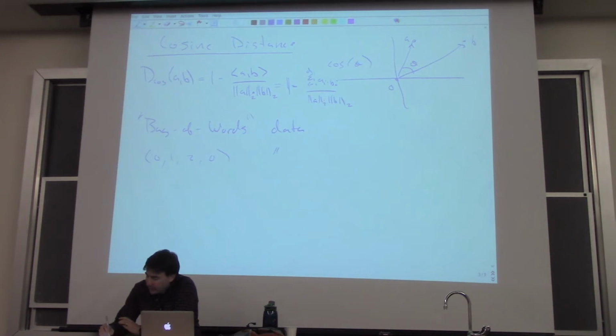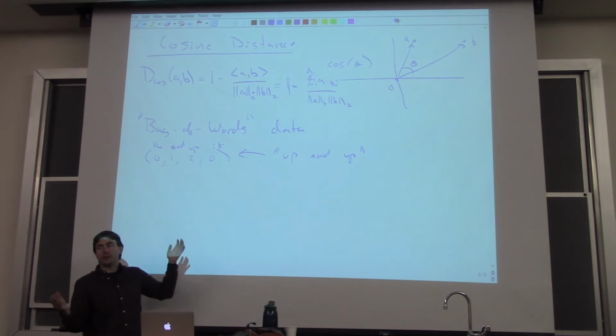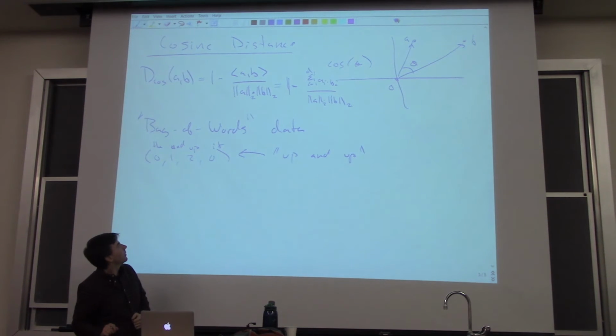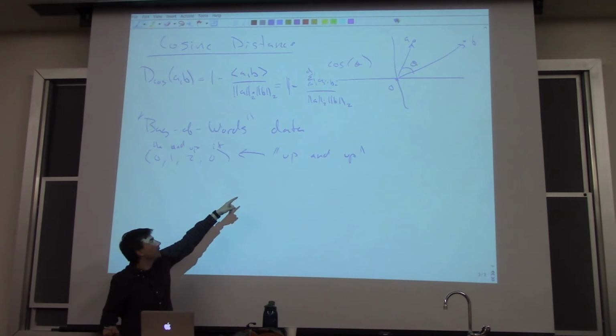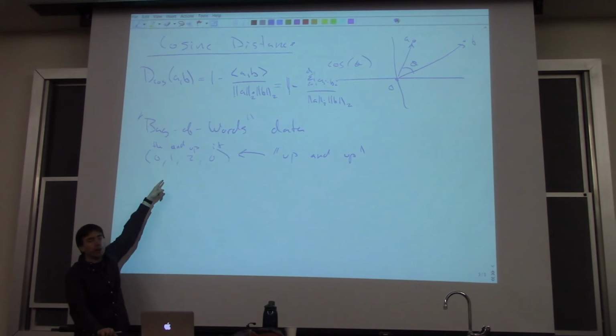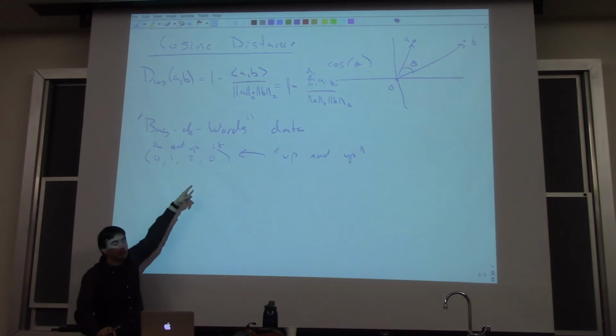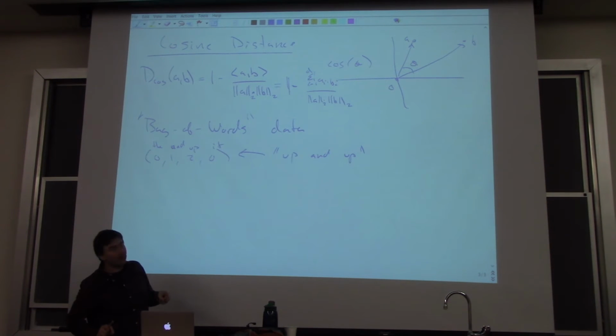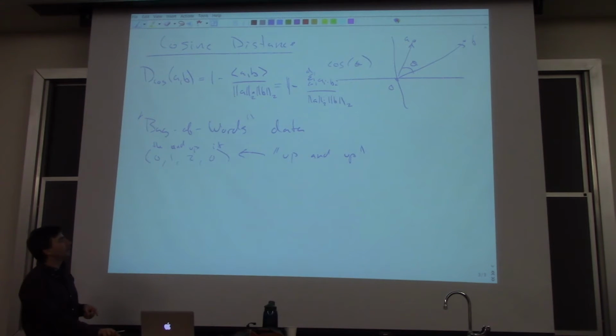So if I had the phrase "up and up", then maybe this is the vector where this is the word "the", this is the word "and", this is "up", and this is "it", right? You can think of it as keeping going. It can be a really high dimensional vector, right? But in this phrase, "up" occurred twice, "and" occurred once, "the" occurred 0 times, "it" is a 0. In fact, they're both zeros. There's a whole bunch of other words which are zeros.